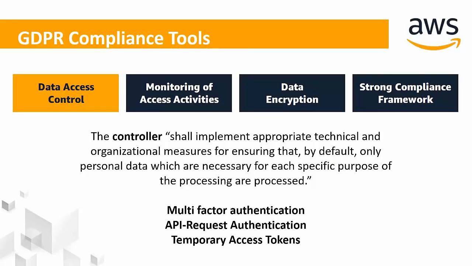So I explained a little bit about major requirements of GDPR. There are some more, I already mentioned them, but I will mention them now again, and as well do some kind of mapping of what AWS services and tools could help here. So one important one, and this is actually also mentioned in the regulation, is data access control. So that means the controller shall implement appropriate technical and organizational measures for ensuring that by default only personal data which are necessary for each specific purpose of the processing are processed.